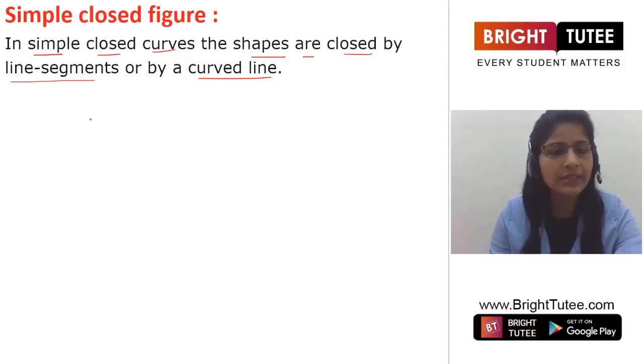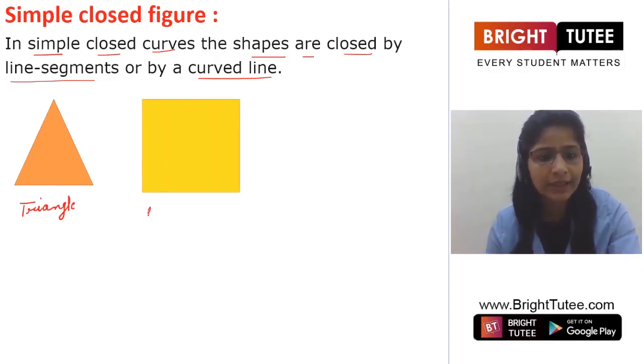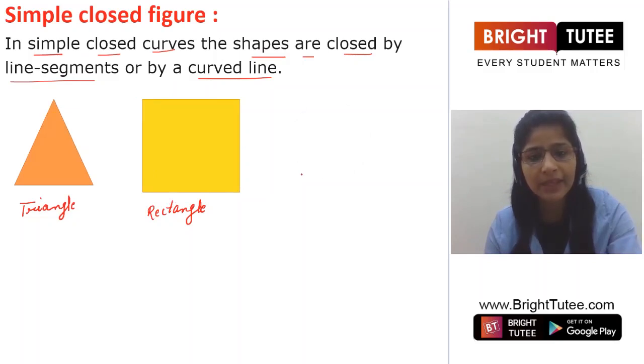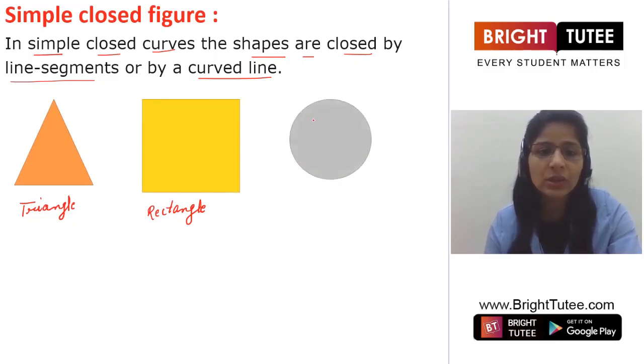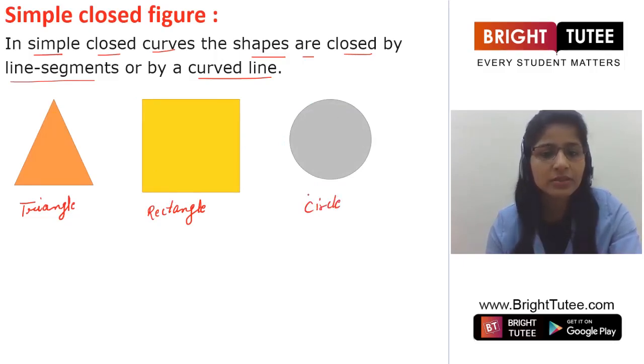So for example, we can take the first one, which you can see is a triangle and it has three sides, three angles, three vertices. You can see all are closed at the end and it is formed of line segments. The second comes a rectangle that you can see it is also made up of line segments and it is closed at all the ends. The next example is of a circle. Circle is also a simple closed figure which is closed everywhere. So this is what known as a simple closed figure.